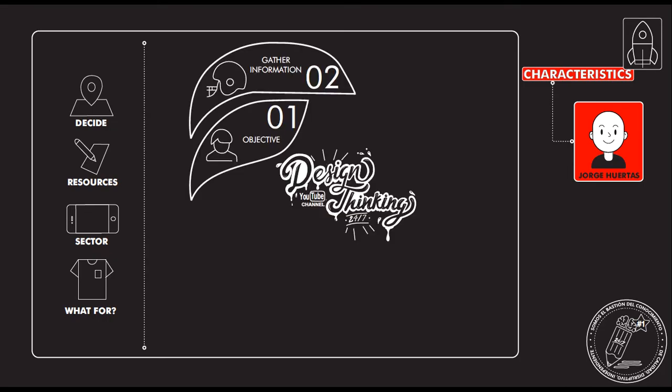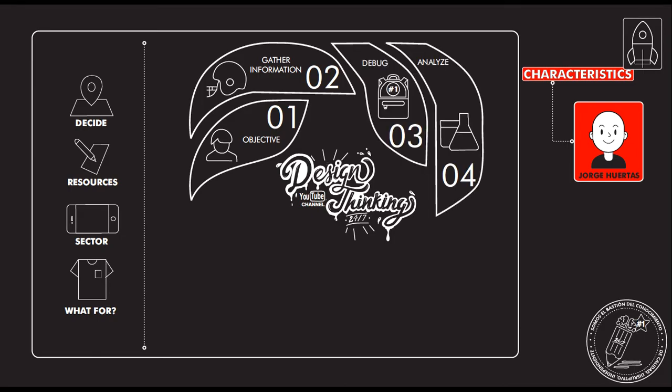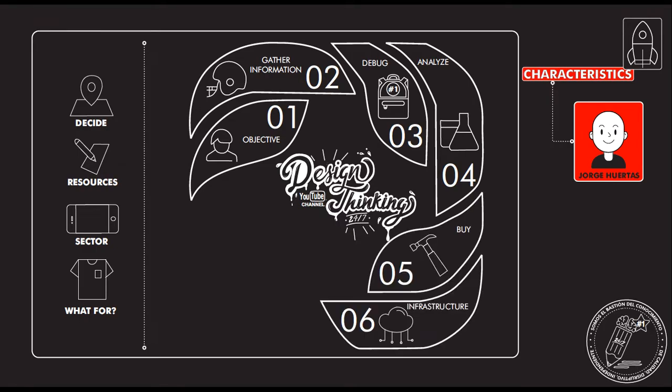So the first thing is to write an objective. What are you looking for? What are you willing to do? And of course, when you write your objective, you start to gather information. If you gather as much information as you can, you will have better opportunities and better choices to make the decision. Then you start analyzing and debugging all the information because not all the information is important. So you will only leave the most important information that you got.